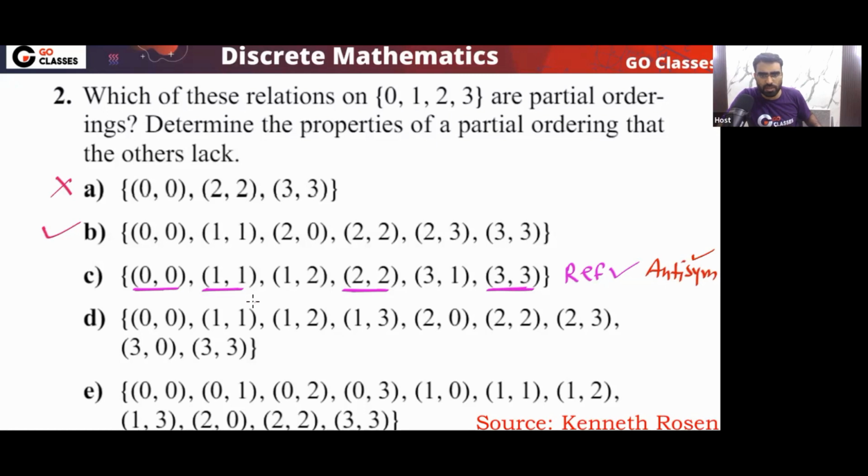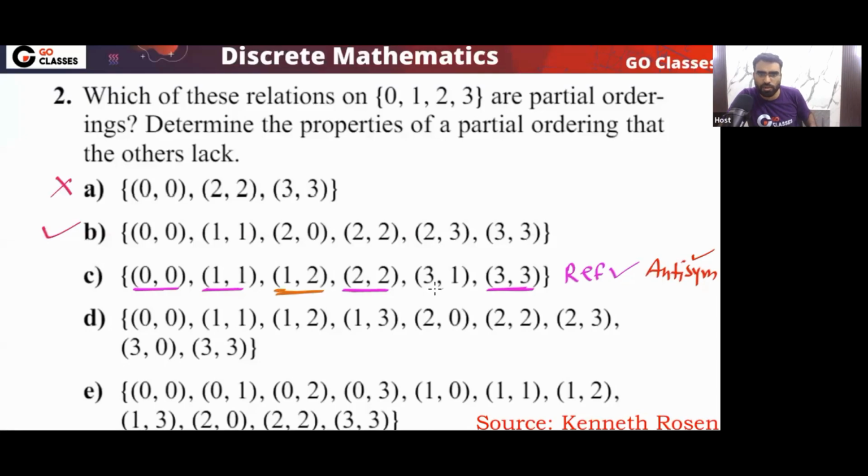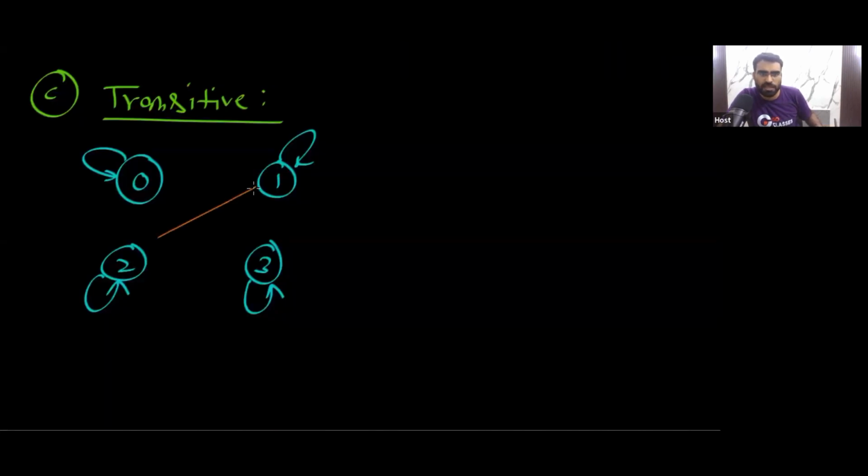What about the transitive property? For option C, let's check the transitive property. To check the transitive property, just create the graph representation. That is the best way so that you don't make any mistake. So you can see 1 is related to 2 and 3 is related to 1. Is there any violation of the transitive property? Yes, there is a violation.